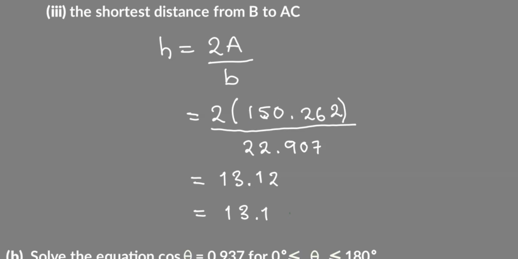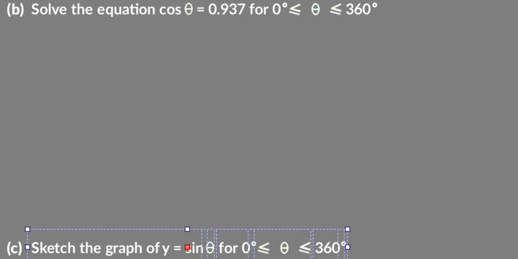It's going to be in kilometers. This is a distance, and we have answered this question. In the next question, we're asked to solve the equation cos theta is equal to 0.937 for a value of theta that is between 0 degrees and 360 degrees.